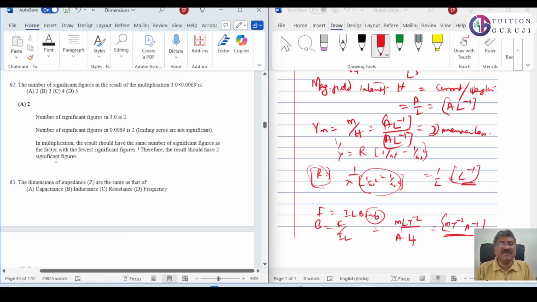Now next is the number of significant figures in the result of the multiplication 3 into 0.0069. Here the lowest number of significant figures is 2. So when you multiply, you also have to get only 2 significant figures. Therefore, the answer is A.